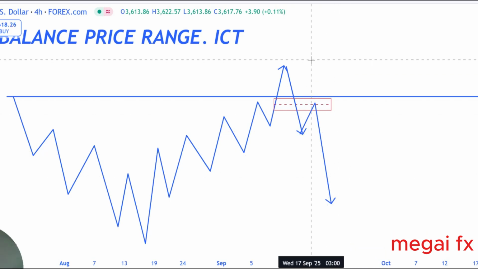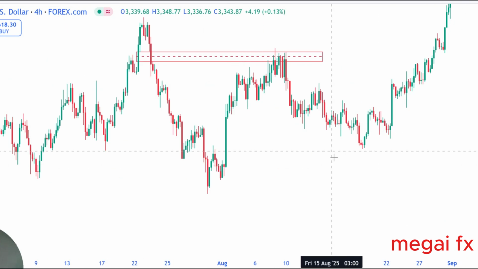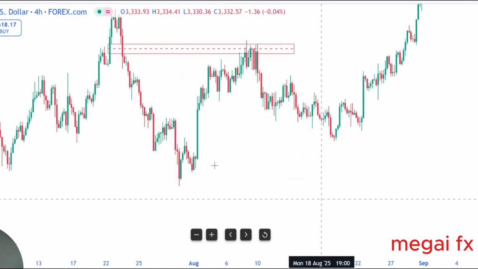Quickly, let me go to my chart and show you some examples. This is on gold, 4-hour time frame. I want to bring your attention to what happened here.